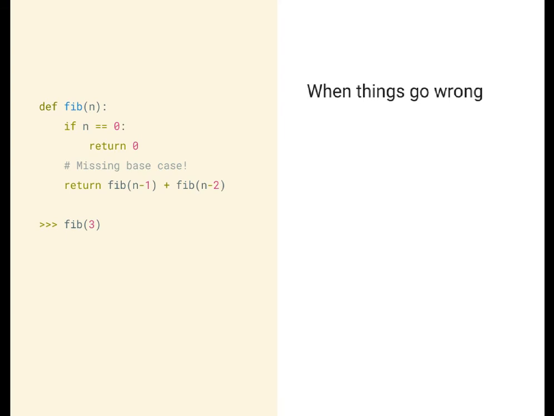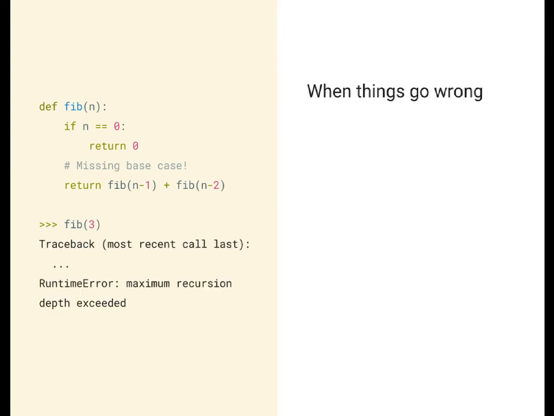Right, call fib of 3, where do I go? All right, so hold that answer in your head. Let's see it right now. So 3, 2, 1, ta-da! Recursion depth exceeded. Why does that occur? Let's talk about this.